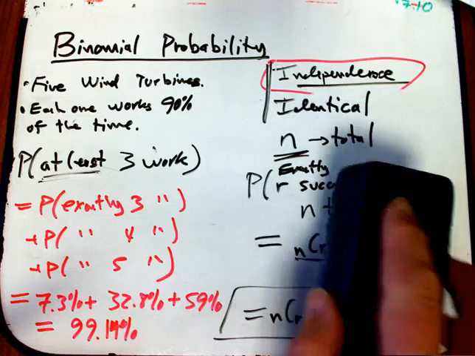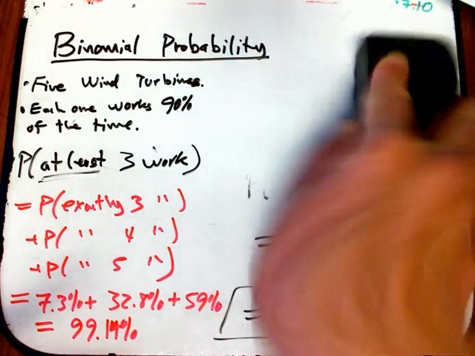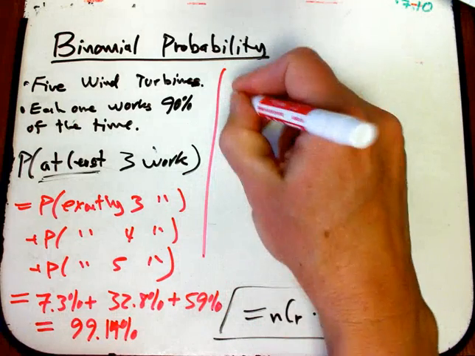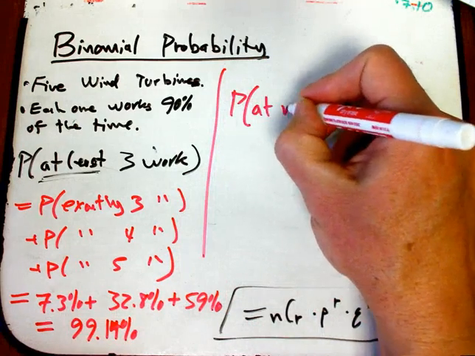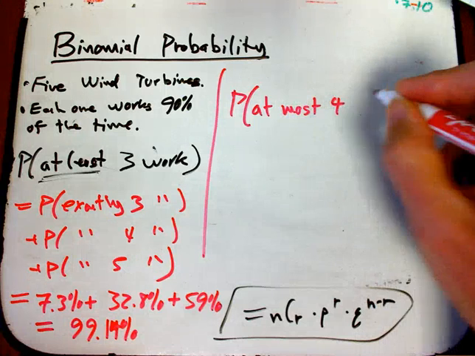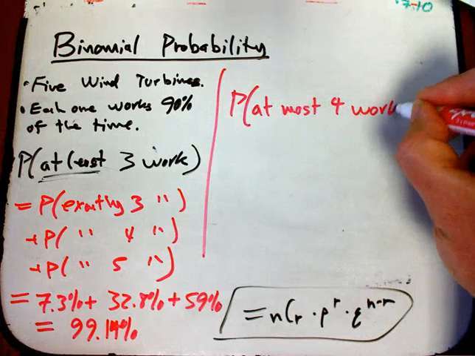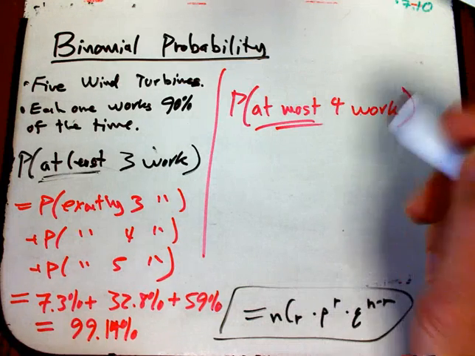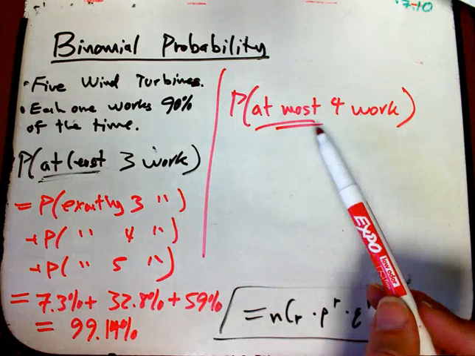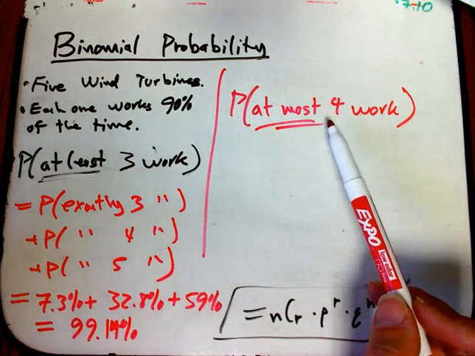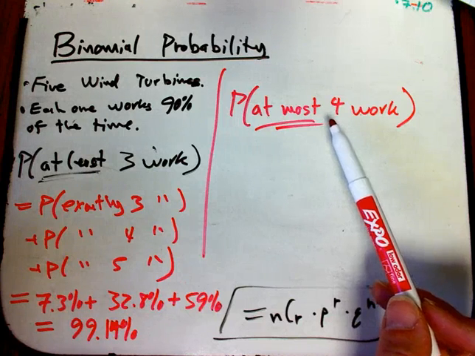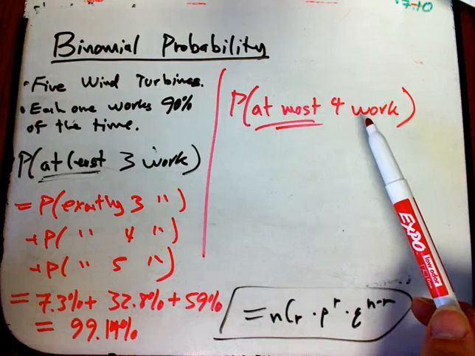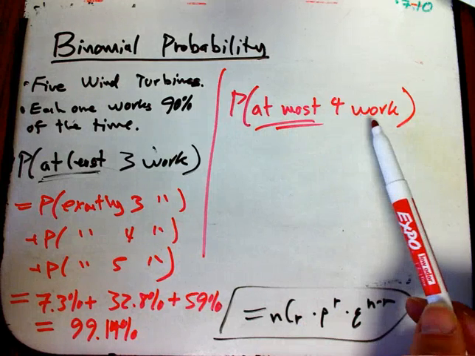Okay, one last one in that same vein. What about the probability that at most 4 work? So we're now saying, well, let's be a little pessimistic. What's the probability that at most 4 of them are working? We could do it in a way similar to this way. We could say it's the probability that exactly 0 are working, or exactly 1, or exactly 2, or exactly 3, or exactly 4. Those are mutually exclusive possibilities, and I could just add the probabilities.